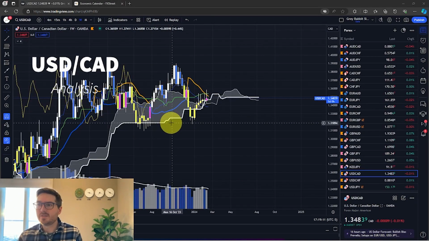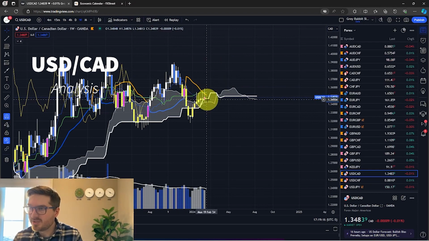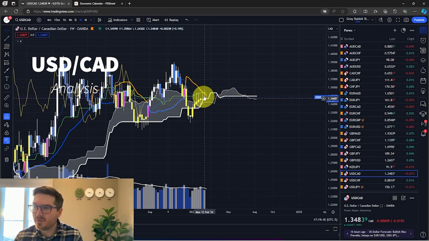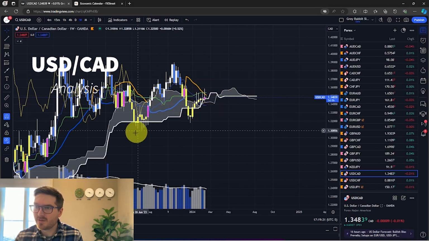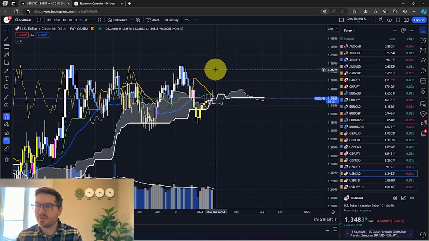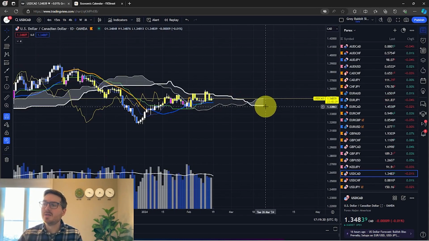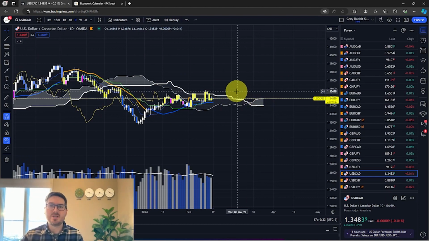USD CAD on the weekly. Okay guys, I'm not going to say much on this one. This is a ranging market here on the weekly. We have overlapping Kumo clouds. We have a death cross. We got Chikou span tracing up and down the candles. So this is overall a ranging market on the weekly. And on the daily chart, we have price inside the Kumo cloud. So most likely I will not be trading this pair this week.